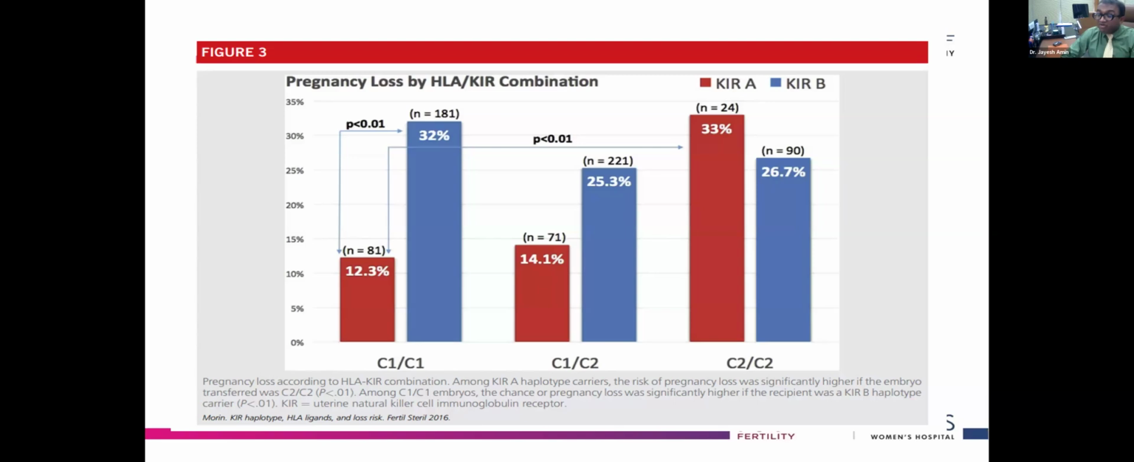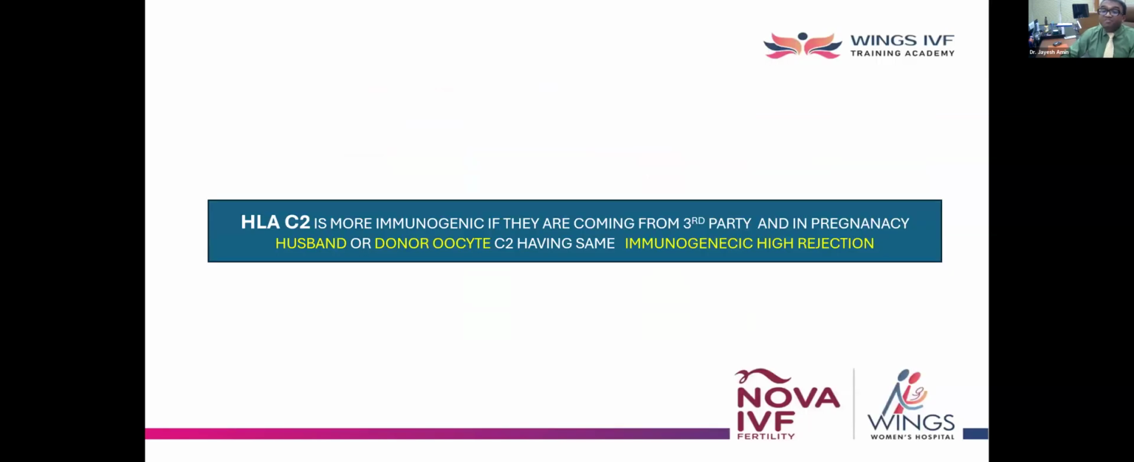So here is the condition: how we can find out the HLA of the embryo and prioritize the embryo according to the KIR system, and we can increase the per embryo transfer success rate in recurrent implantation failure and recurrent pregnancy loss. Again, this is the most important take-home message: HLA-C2. If you are C2, it is very important.